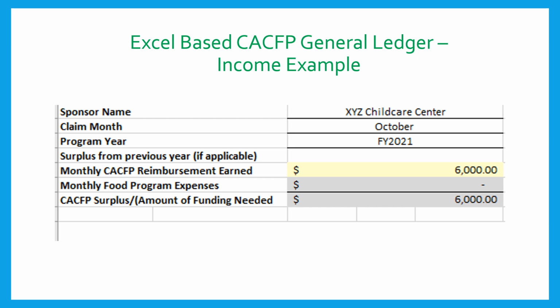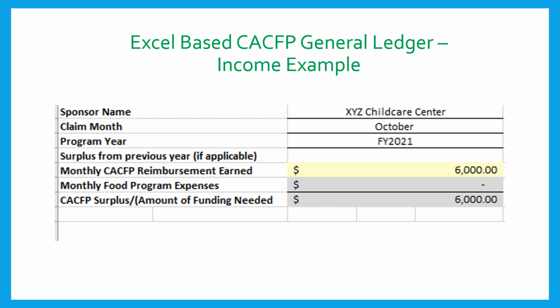This should reflect the reimbursement owed for the month regardless of when cash is received. For today's examples, the month of October is what we're using. So we're going to enter the claim for the month of October, even though we don't receive the cash reimbursement until a later month. For this example, that's $6,000.